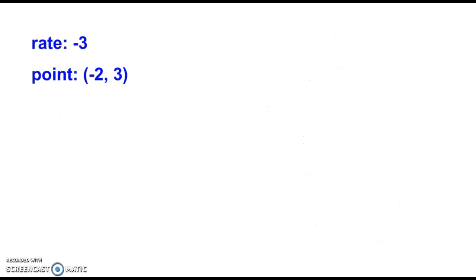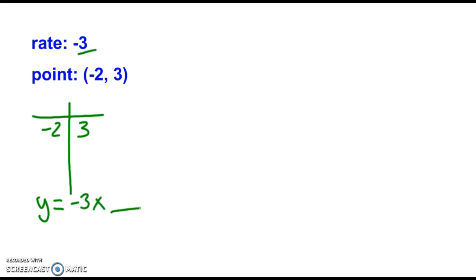So let me try all three methods using this rate and this point. For the in-out table, I would say negative 2 is my in, 3 is my out. I know it is y equals my rate, negative 3, times x, but I don't know this number. So off on the side, I am doing negative 3 times negative 2, which is positive 6. From 6, how do I get to 3? I subtract 3. There's my equation.